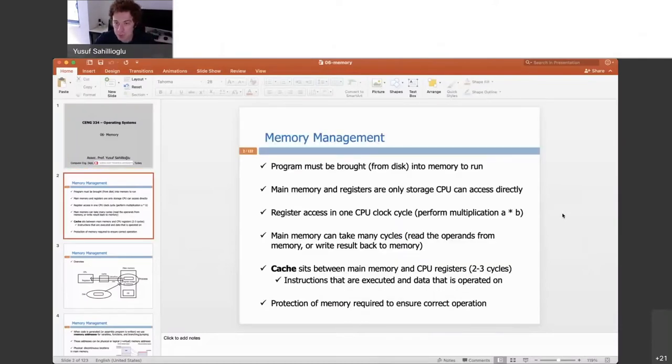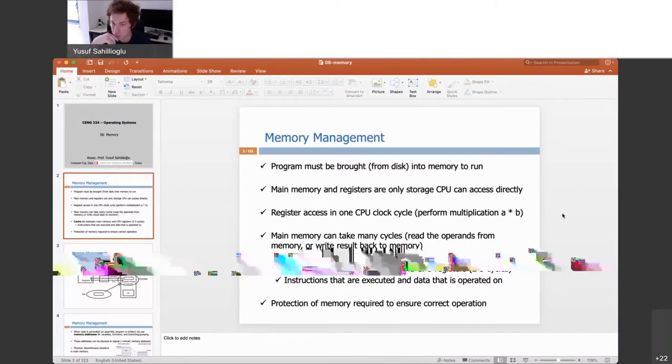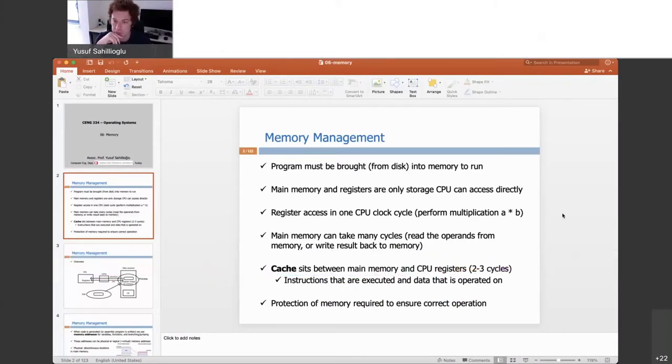Memory is important because the program must be brought into memory to run. In order to run, it normally sits on your disk, so you don't lose your Microsoft Word, for instance, when you shut down your computer. But when you double click on your Microsoft Word icon, then it becomes a process, and now it is no longer on disk. It is brought from disk to the memory, and then the CPU will talk with that memory, not with the disk directly, which is a faster mechanism.